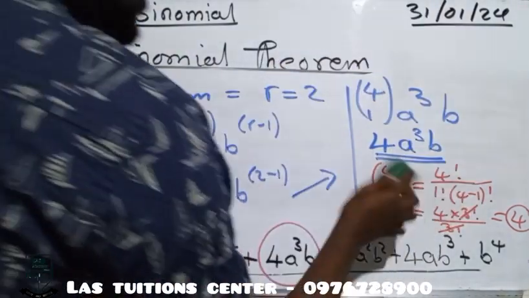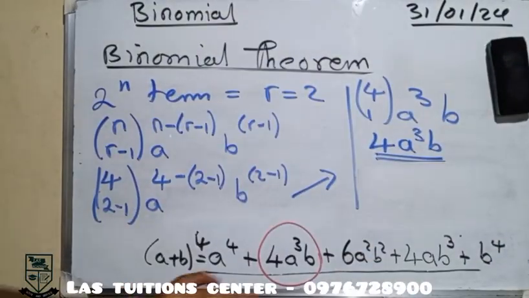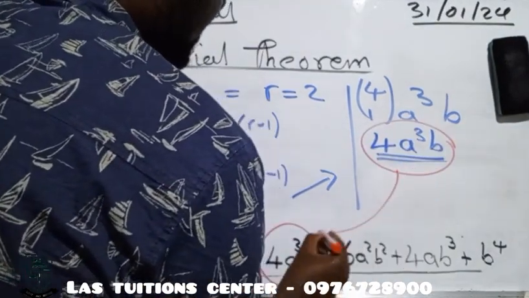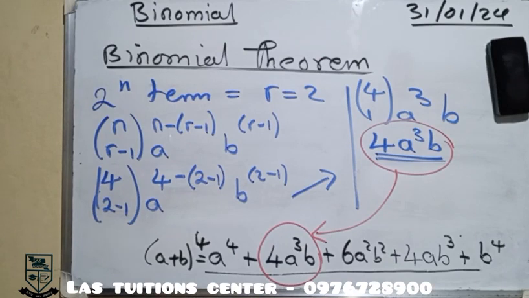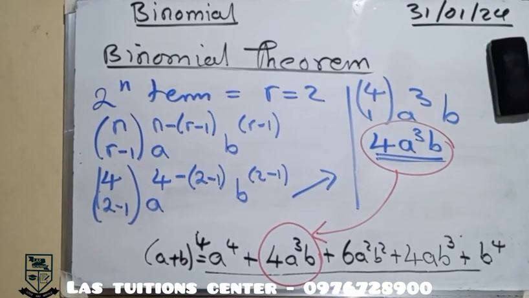So you don't need to expand the whole thing to find that particular term. When you look at this, these two are exactly the same. So we have found the second term in the expansion of a plus b to the power 4. Any question? There's no questions. So this is what we can talk about under binomial.